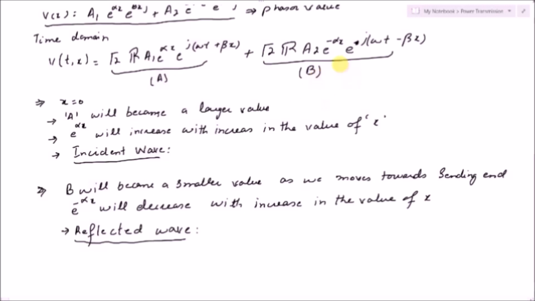In the second portion, we have e raised to minus alpha x, and as the value of x increases, this term decreases, so it has the maximum value when x is equal to 0. So e raised to minus alpha x will become 1, and as we move towards the sending end, this value will become smaller and smaller, and the B part will be the smallest at the sending end. That's why it is known as the reflected wave, because the maximum value is at the receiving end and the smallest value is at the sending end. So this is the concept of incident wave and reflected wave.